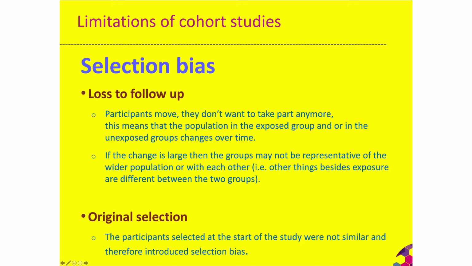The other type of selection bias is the original selection, because if the participants were not randomly selected, and usually that is the case, then the participants who are selected may not be similar to the wider population, and this may introduce a selection bias into our study. Because the aim of cohort studies is that we want to find information about the wider general population. We want to do a study on a small group of people, but we want to make sure that the findings of our study will apply to and be useful for the wider population from which the study participants have come.